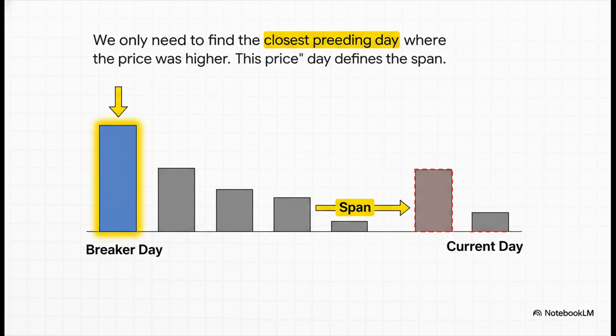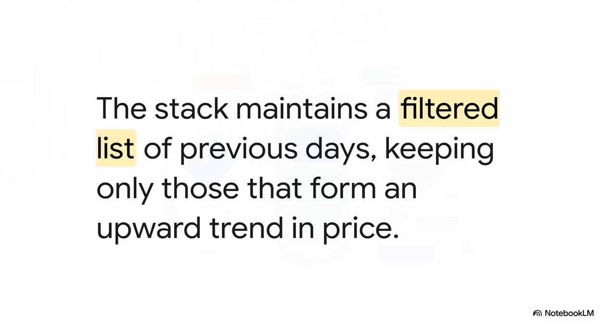If we can find that one day quickly, then our span is just the distance between today and that breaker day. The problem becomes way simpler. And that is the job we're going to give our stack. As we go through our stock prices day by day, the stack is going to be our smart little helper. It's going to keep track of some of the previous days for us.